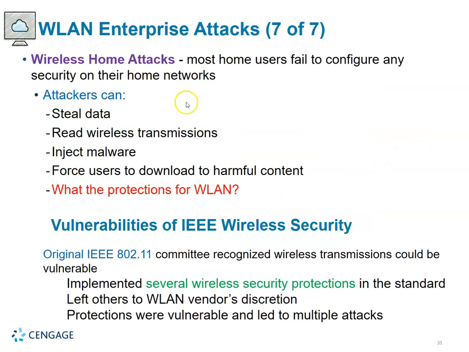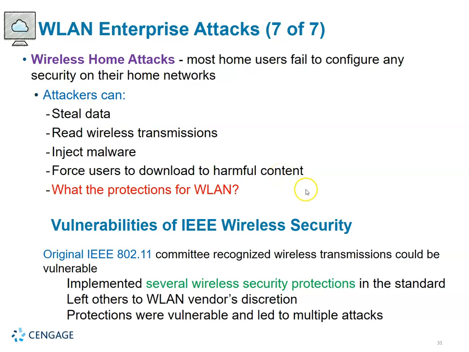Next, we have wireless home attacks. So what can happen, talking about your home and the network that you have there in your wireless router? Well, the biggest problem here is that most home users fail to configure any security on their home networks. And if you don't have any security at all, then attackers can steal data, read your transmissions, inject malware, force users to download harmful content.